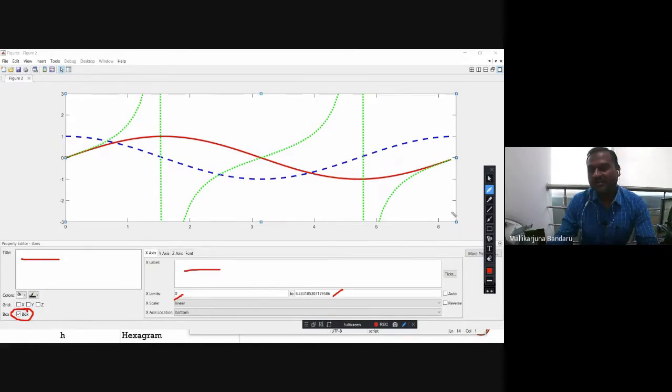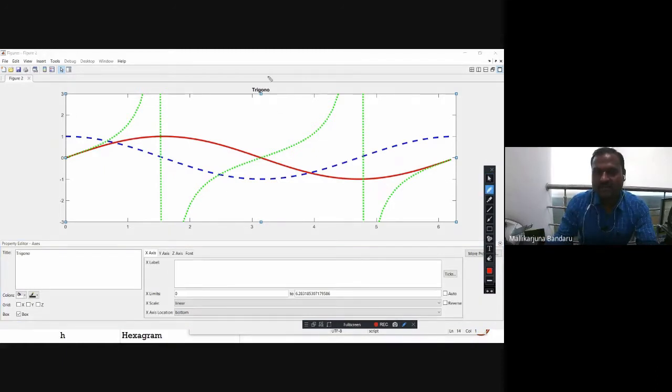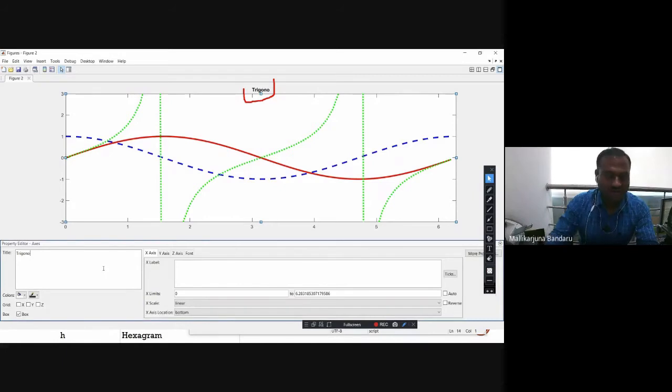So let us try all these options one by one. See here, if you want to give a title, trigonometric graphs. Once I'm typing, it is appearing here. Trigonometric curves. X label, capital X, it is appearing. Now I would like to take the y-axis, suppose y.